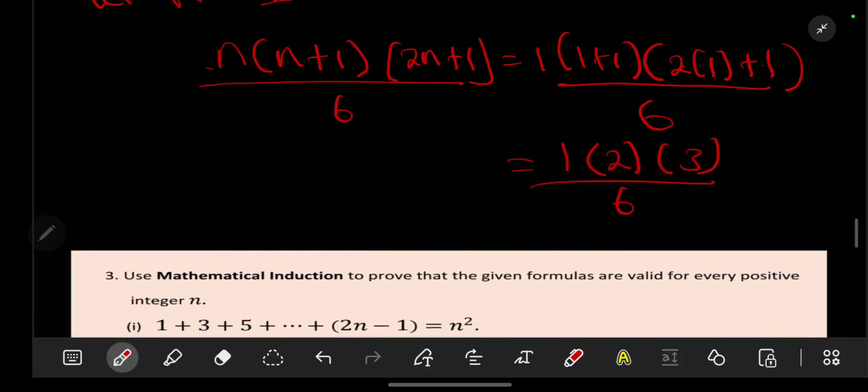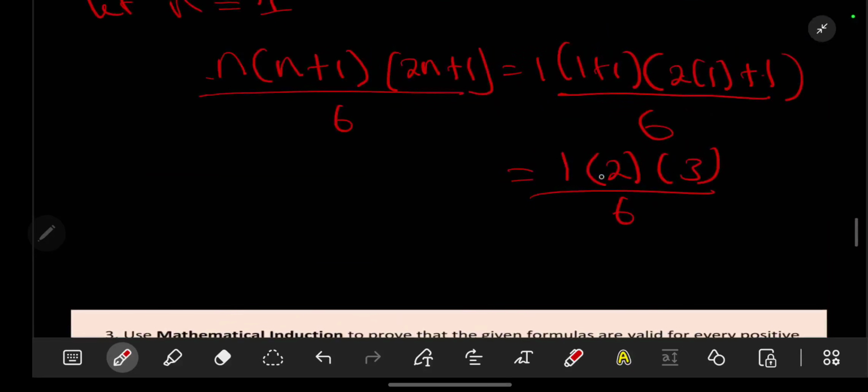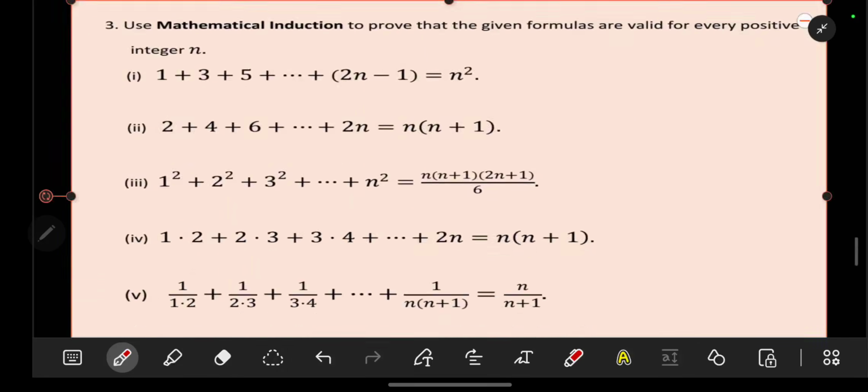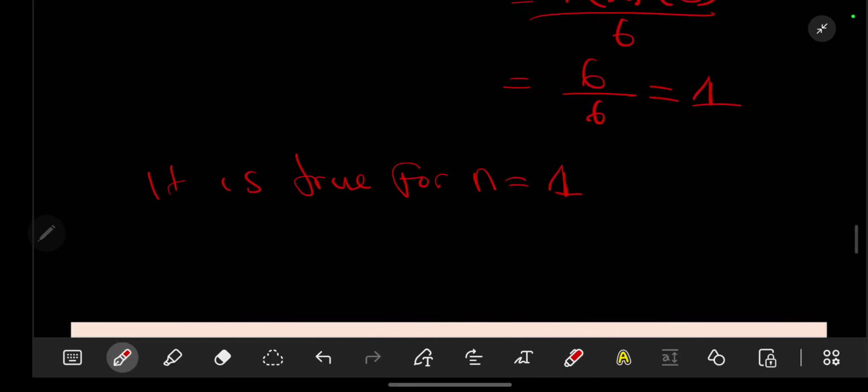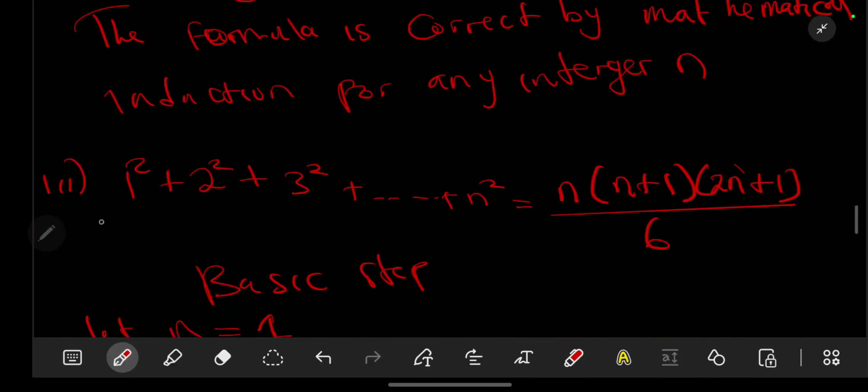So if I multiply my 2 by 3, it will be equal to 6. So we have 6 over 6, which will give us 1. So this is true. So it is true for n is equal to 1. Remember, this is 1, and the first number showing here is 1. So if we use 2, we could find something like a 5 when we do our math.